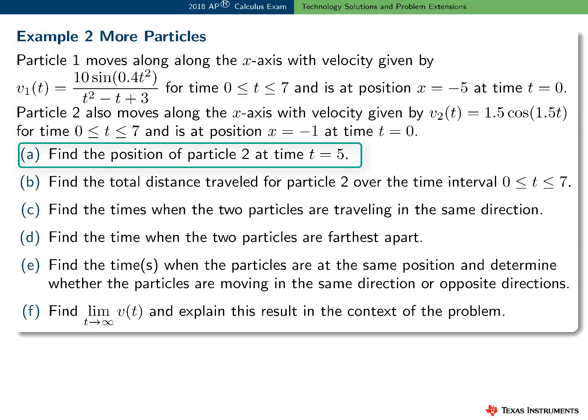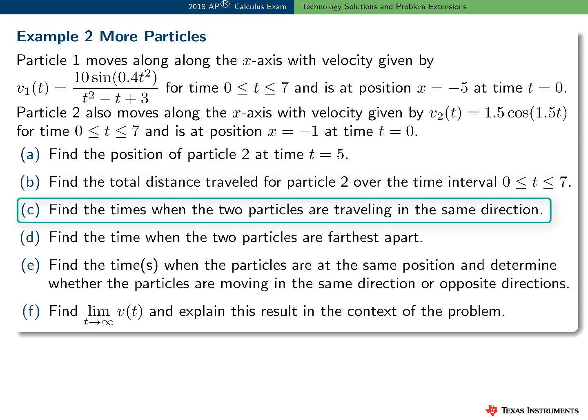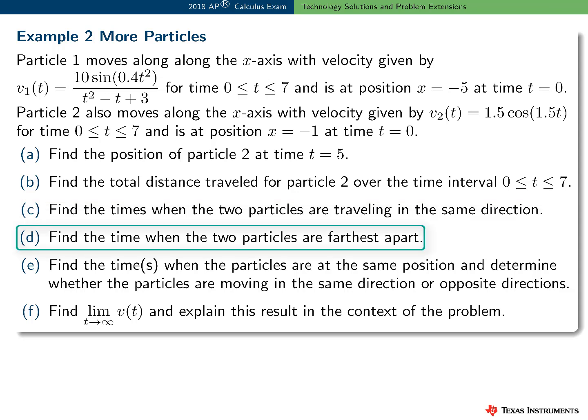First, find the position of particle 2 at time t equals 5. Then, find the total distance traveled for particle 2 over the time interval 0 to 7. In part C, find the times when the two particles are traveling in the same direction. In D, find the time when the two particles are farthest apart.